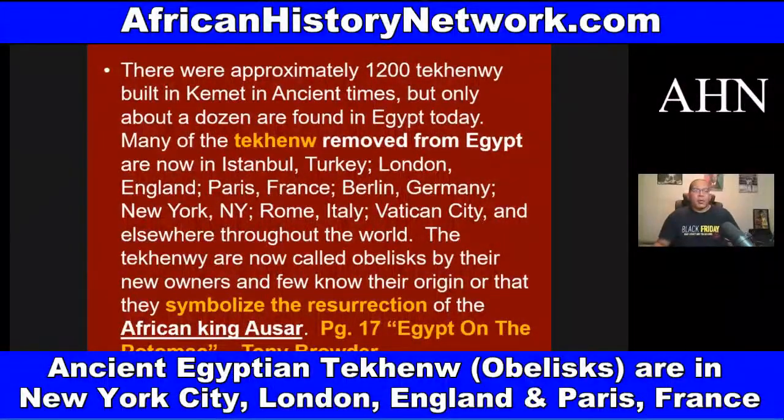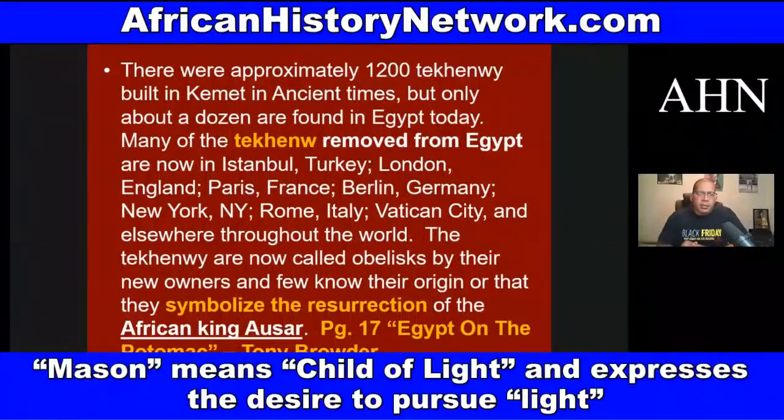There were approximately 1,200 Tekhenu built in ancient Kemet, but only about a dozen are found in Egypt today. Some sources will say less than 12, some will say about 7 or so, somewhere between 7 and 12. Many of the Tekhenu removed from Egypt are now in Istanbul, Turkey, London, England, Paris, France, Berlin, Germany, New York City, Rome, Italy, Vatican City, and elsewhere throughout the world.